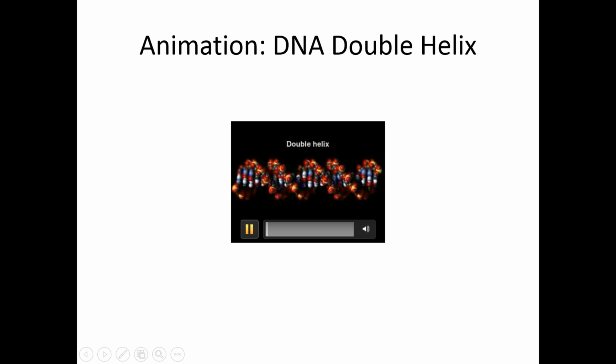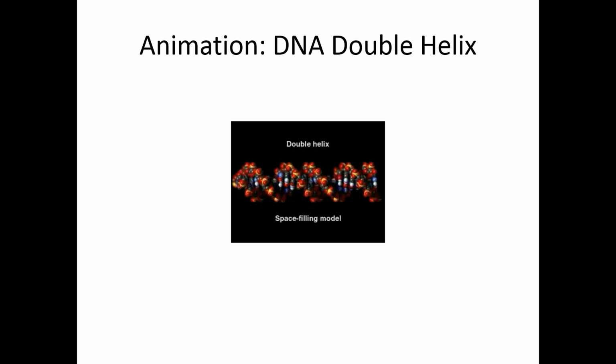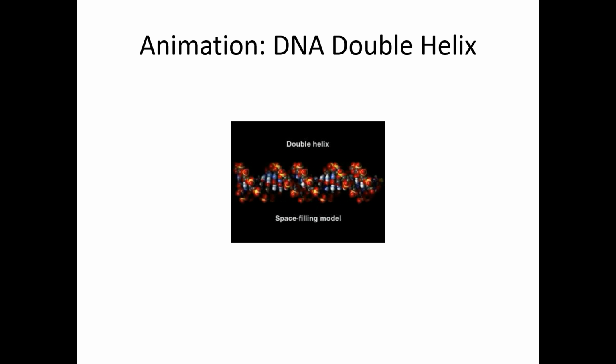DNA consists of 2 complementary strands of nucleotides twisted together to form a double helix. In this space-filling model, each atom is represented by a small sphere. The yellow and red phosphate groups make the two sugar phosphate.